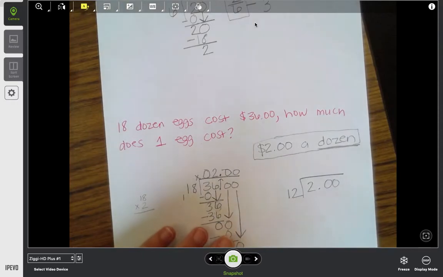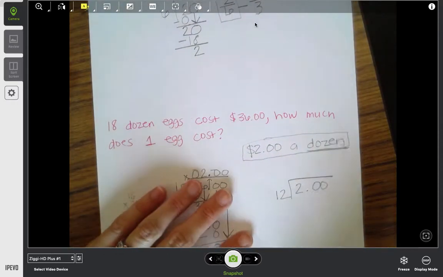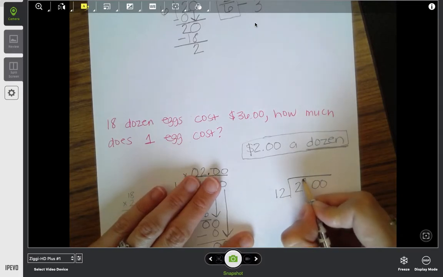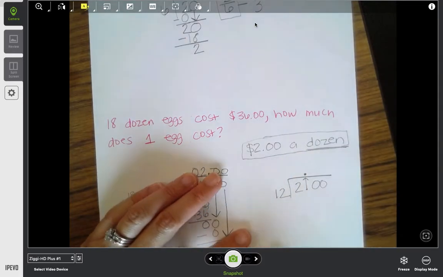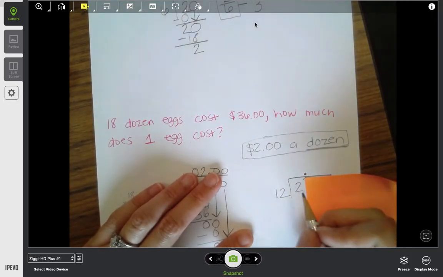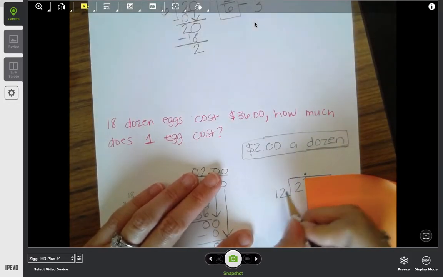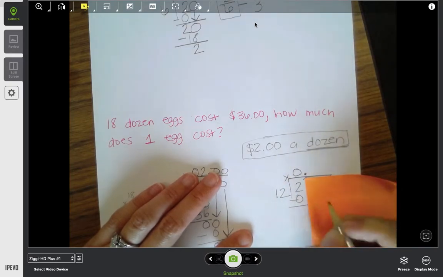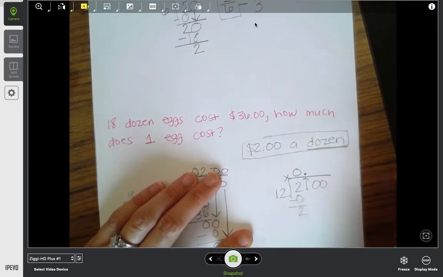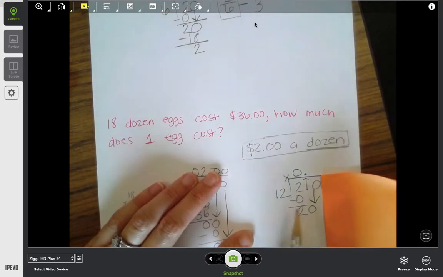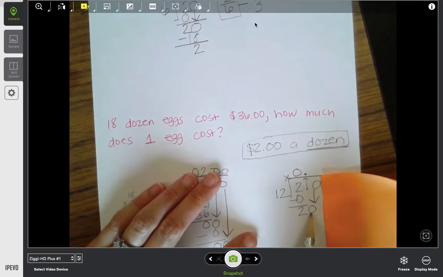And I'm going to do my long division the same way. Now I have a decimal in my dividend. All I'm going to do is bring it straight up, okay? And I can do the rest just like I normally do. 2 can't be divided by 12. 2 minus 0 is 2, okay? I'm going to bring down my 0, making my 2 a 20.